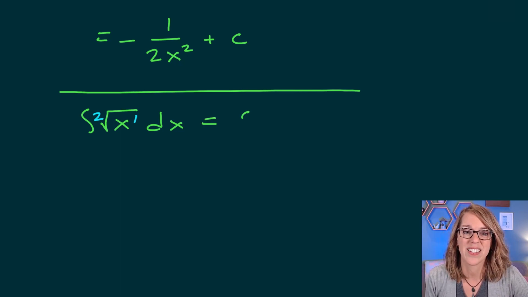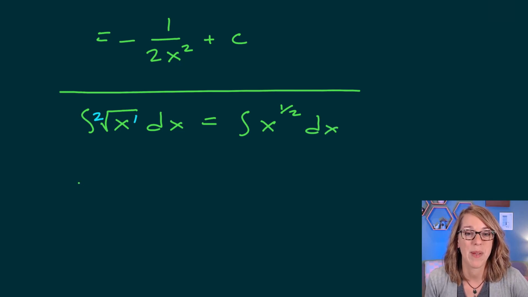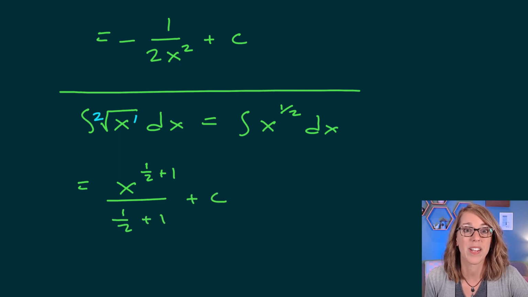So rewriting this, I want to get that power of x. It's going to be 1 divided by 2 dx. Perfect. Now I can go ahead and apply my power rule. So x to the 1/2 plus 1 divided by my new power 1/2 plus 1, and then of course plus a c on the outside.